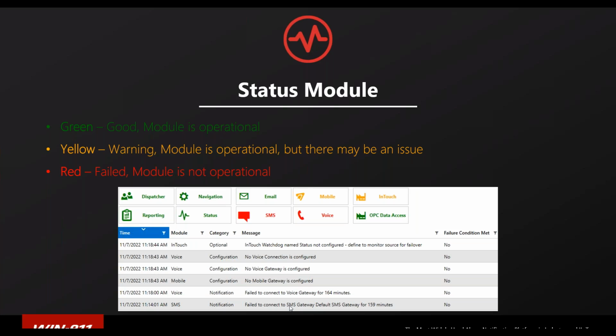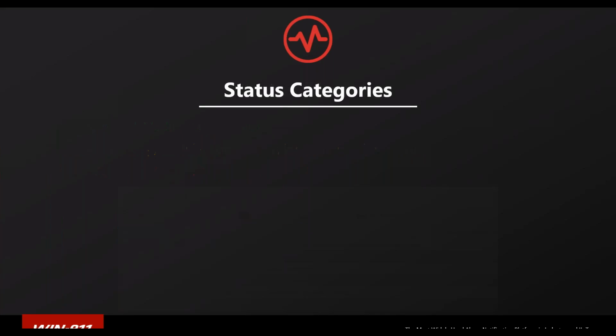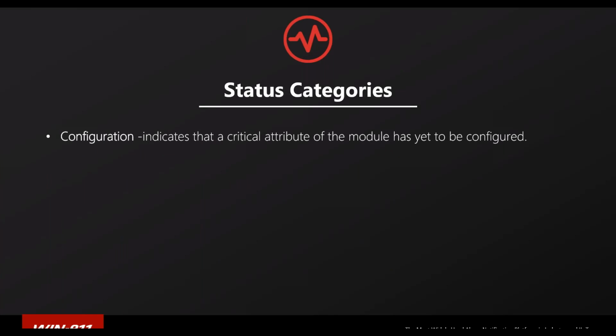So there are three basic states that individual modules can be in, and in addition to that, I'm having a hard time with PowerPoint today. There are several different categories that the status messages can be grouped into.